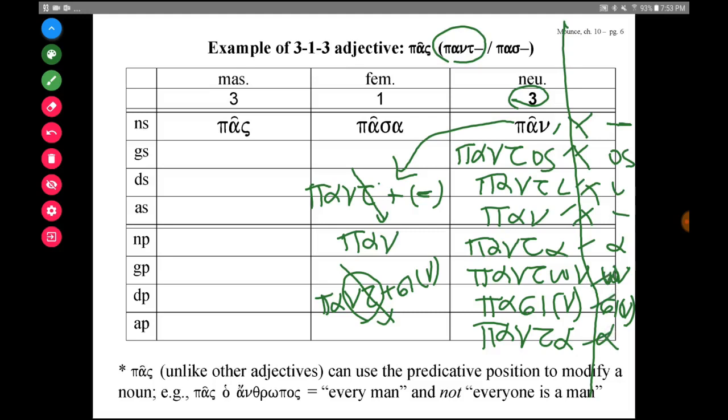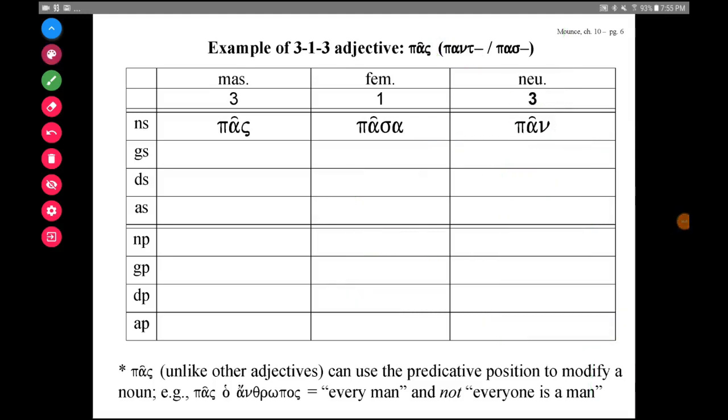And then lastly, let's go over the feminine forms. Let me clear the board. So let's go over the feminine form for the adjective pas, pasa, pan. Now for the feminine form, it uses a different stem. It's pas. And it uses the first declension endings. Now notice that this is a sibilant stem. And we already went over this with the noun doxa, which means glory. We know that the sibilant stem switches between the alpha and eta in the genitive and dative singular forms. And then the rest of it looks like what we would expect it to.